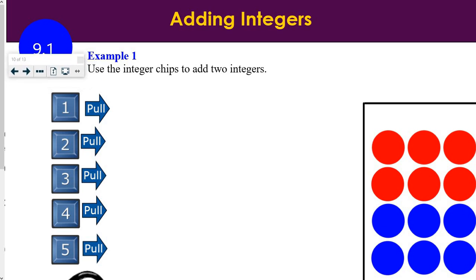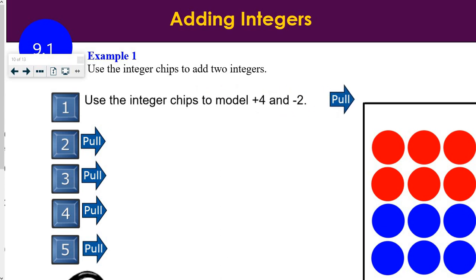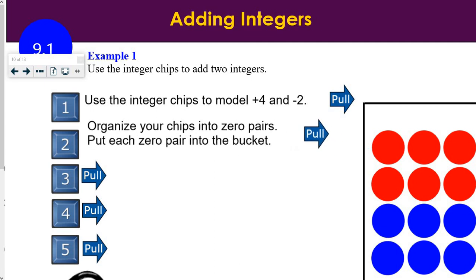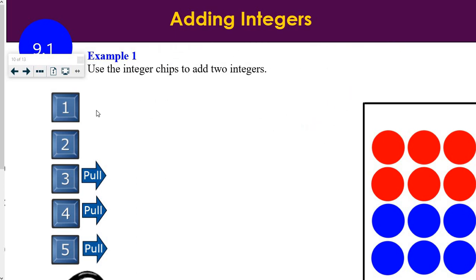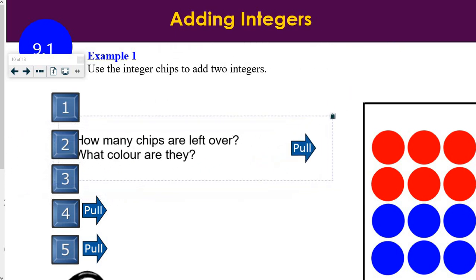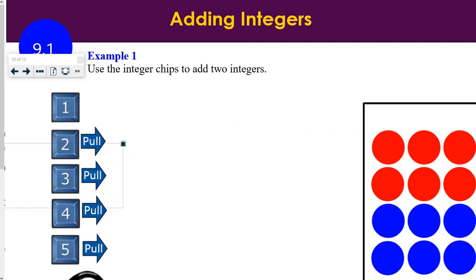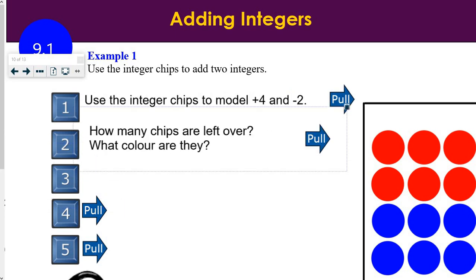So when we add these integers, use the integer chips to model +4 and -2. Organize these zero chips into zero pairs, put each zero pair into the bucket. We have to figure out what is left over. I forgot the question. +4 and -2. Okay? So, +4.